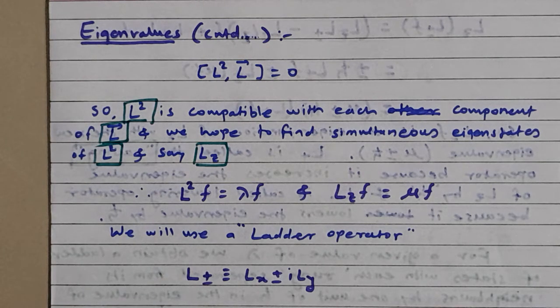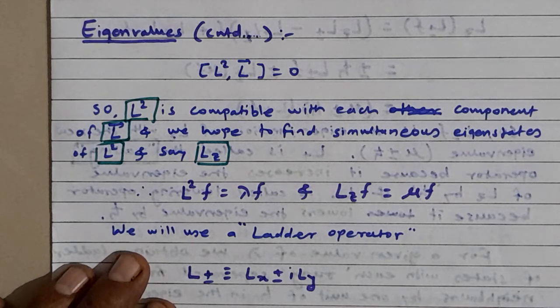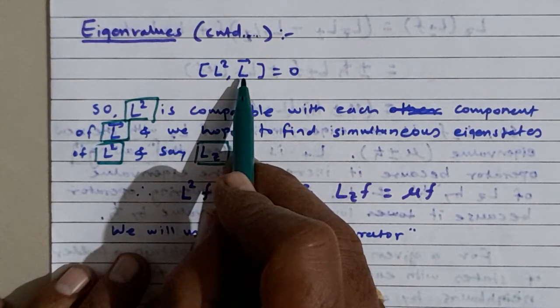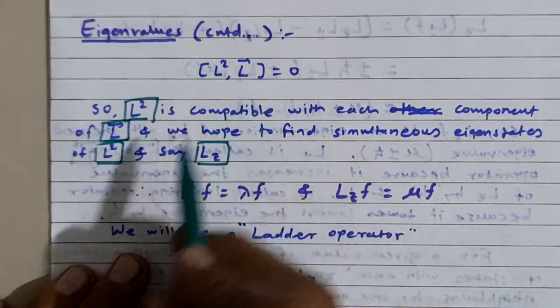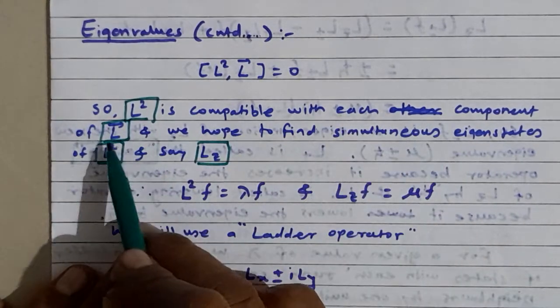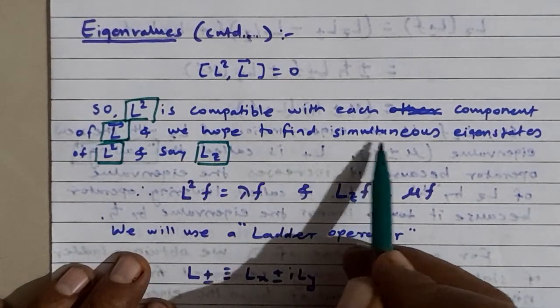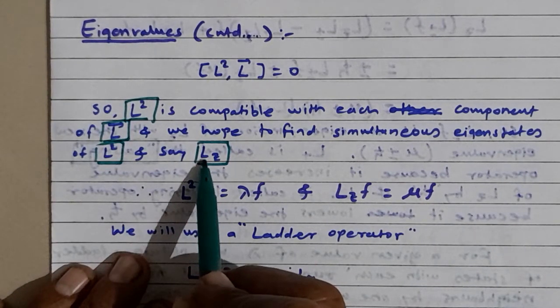Hello friends, in continuation with the last lecture, we will try to find out the eigenvalues of the angular momentum operator. What we have seen in the last lecture is that L² commutes with L⃗, meaning each component of the angular momentum commutes with the square of the angular momentum, so [L², L⃗] = 0. Here L² is compatible with each component of the angular momentum, and we can hope to find the simultaneous eigenstates of L² and one of the components of the angular momentum, say Lz.